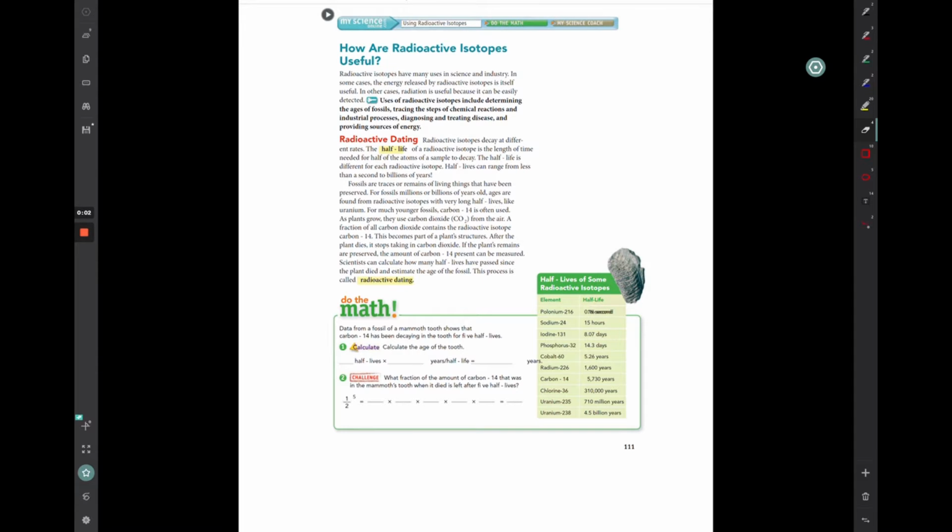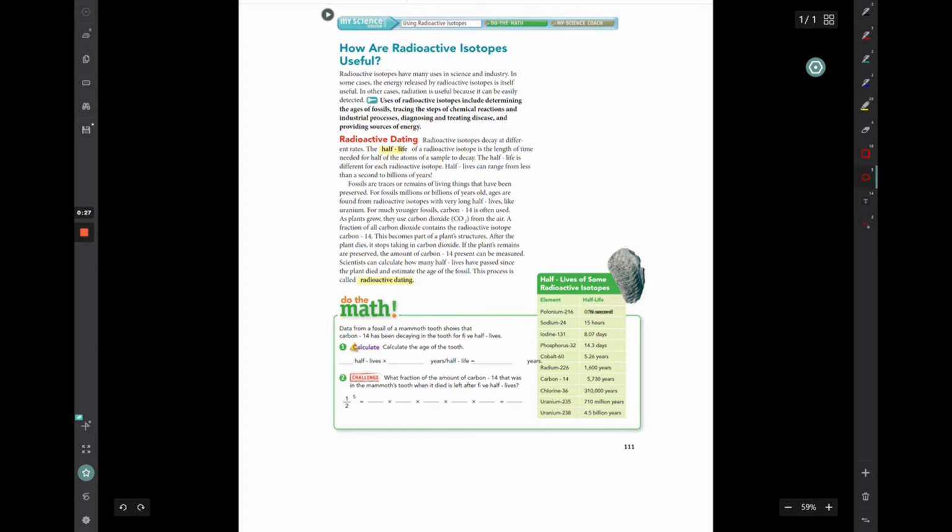Yesterday, we looked at radioactive decay. We looked at alpha decay and beta decay and how one element can decay over time and turn into a different element. We also looked at how gamma radiation is given off as this decay happens. And today I want to take just a little bit of time to look at how these radioactive isotopes can be useful in the field of science.